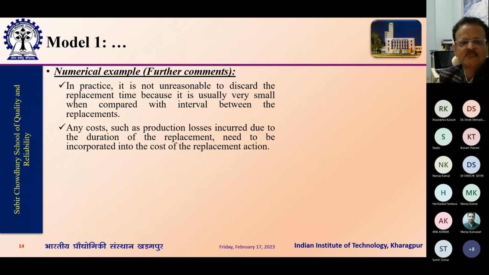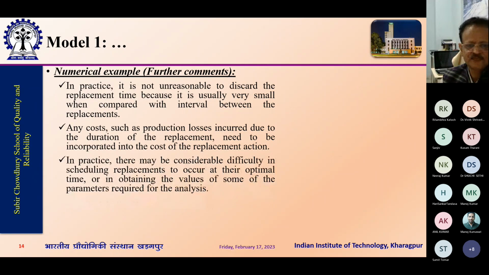Besides, any costs, such as production loss incurred due to the duration of the replacement, need to be incorporated in the cost. So as I said, CR, the cost of replacement, we are taking on average as a constant value. One can include as many costs in that cost itself on an average: the cost of replacement, wages, and so on, and lost production also one can take.